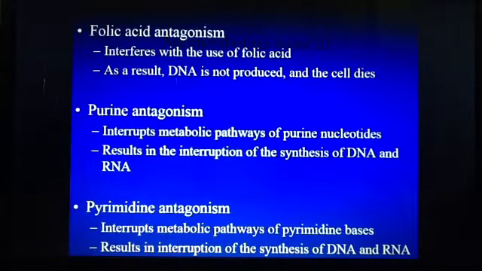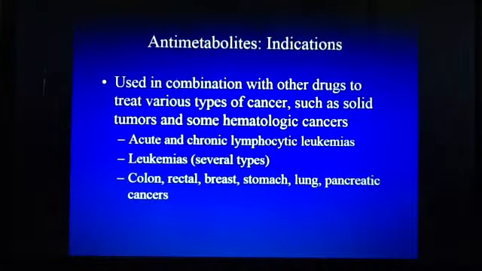So generally, regarding folic acid antagonism, we must remember that it interferes with the use of folic acid, and as a result DNA is not produced, leading to apoptosis. You need folic acid in order to make DNA and RNA. So for purine antagonism, this interrupts the metabolic pathways of purine nucleotides, which results in the interruption of the synthesis of DNA and RNA. Pyrimidines, so these interrupt the pathways of pyrimidine bases, makes sense, which results in the interruption of the synthesis of DNA and RNA.